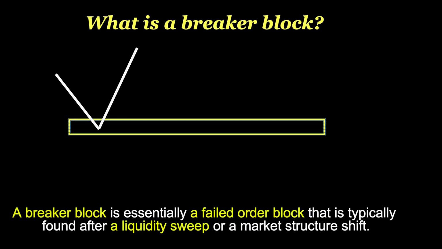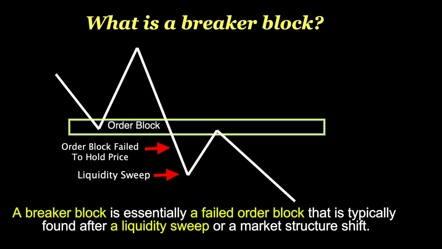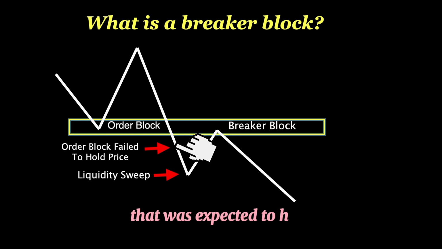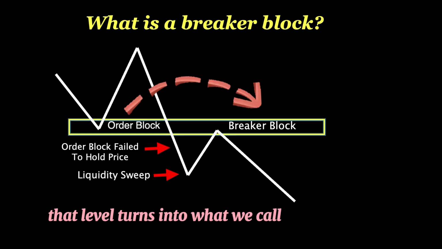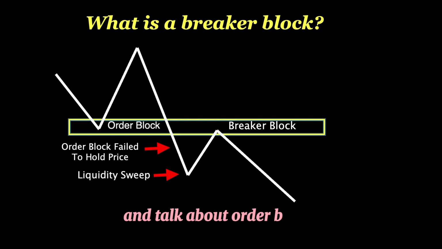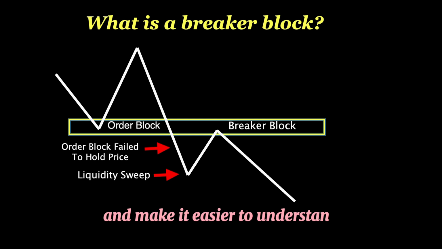A breaker block is essentially a failed order block that is typically found after a liquidity sweep or a market structure shift. When the price fails to respect an order block that was expected to hold, that level turns into what we call a breaker block. But before we get too deep into breaker blocks, let's first take a step back and talk about order blocks. This will help set a foundation and make it easier to understand how and why breaker blocks form.